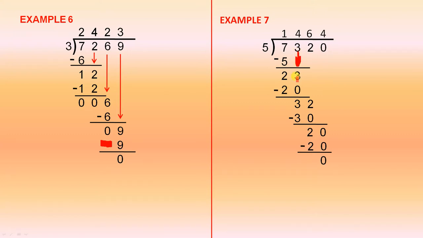So we bring down the 3. 5 into 23 goes 4. 4 5s are 20. When we do the subtraction, we have a remainder of 3. We bring down the 2. There's our imaginary arrow. 5 into 32 goes 6. There's our 6. 6 5s are 30. We do our subtraction to find the remainder of 2. And lastly, we bring down the 0. 5 into 20 goes 4. There's the 4. 4 5s are 20. We do the subtraction and no remainder, so the answer is 1,464.